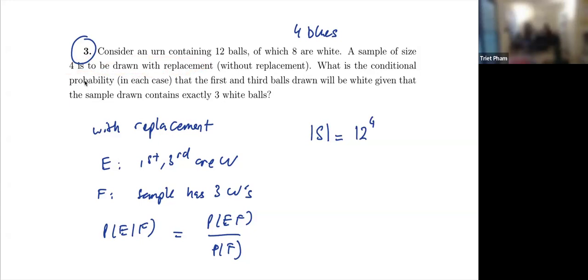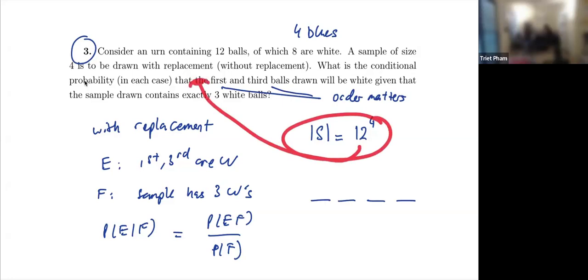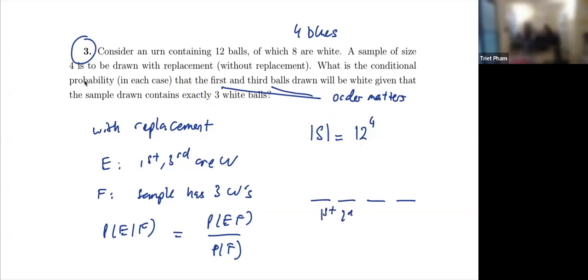But the thing to note here is that because you refer to the language of first and third ball draw, order must matter in the way you count, because you distinguish the first, second, third, and fourth ball. So when you do 12 to the 4th, the order is built into a sample. You have to pay attention to that, especially when you do it without replacement. If you do 12 choose 4, that may not be correct because you need to account for the order among the balls.